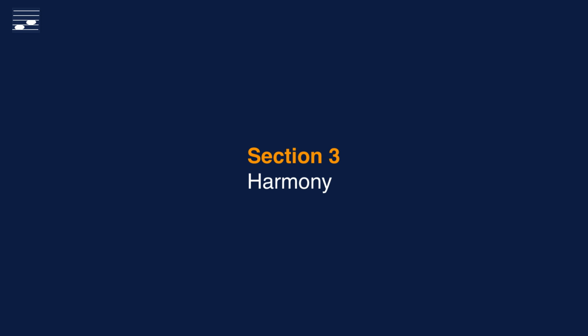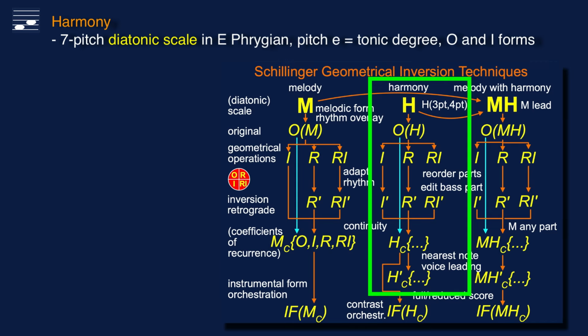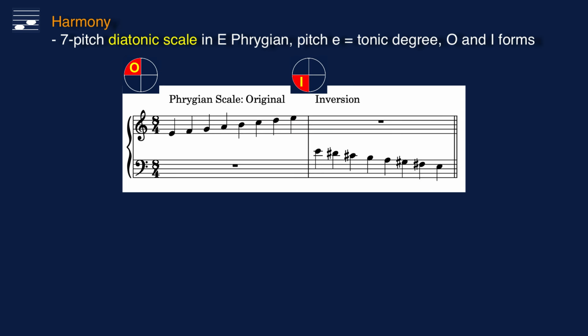When also taking the position of the melody into account, the permutation set size increases to 120. Let's have a closer look at the harmony element undergoing geometrical inversion. We start from a 7-pitch diatonic scale, the E Phrygian modal scale, where E is the tonic degree. The inversion form is the E Ionian scale, regular E major.